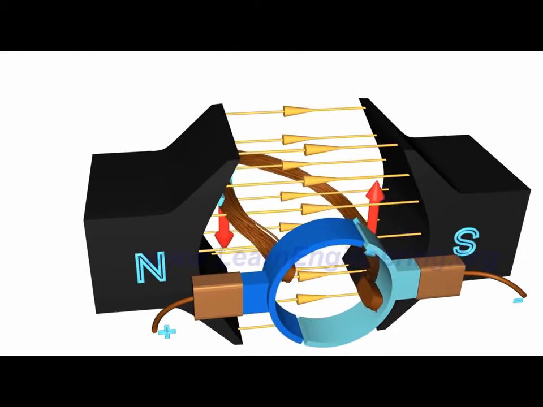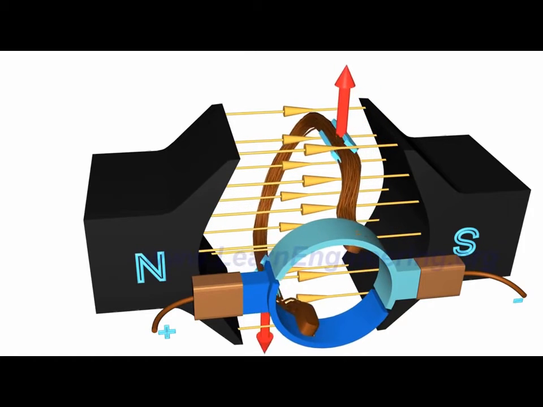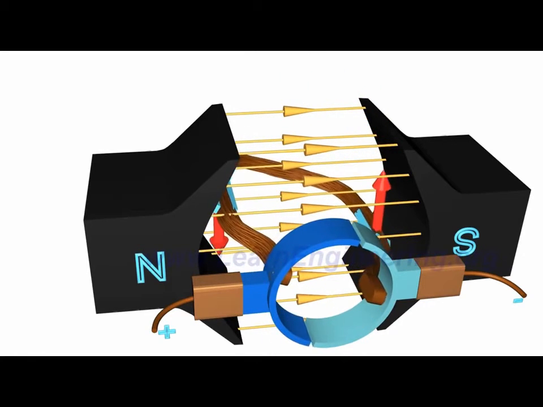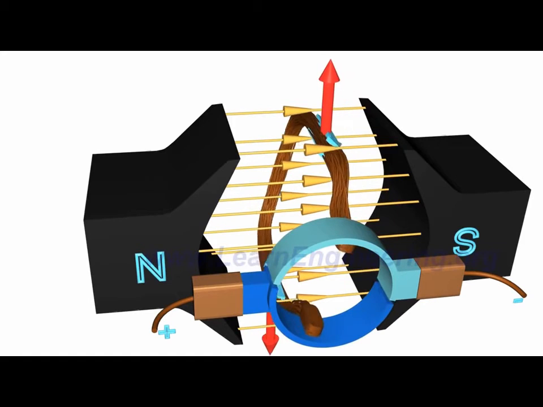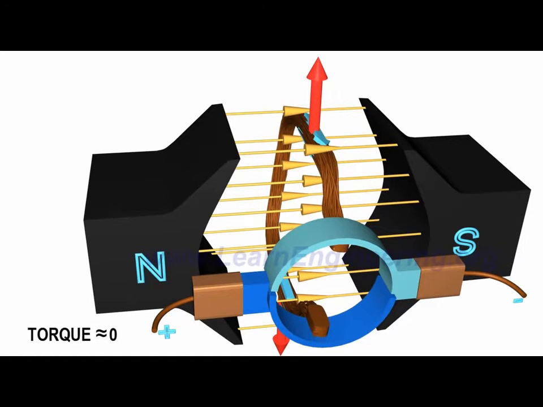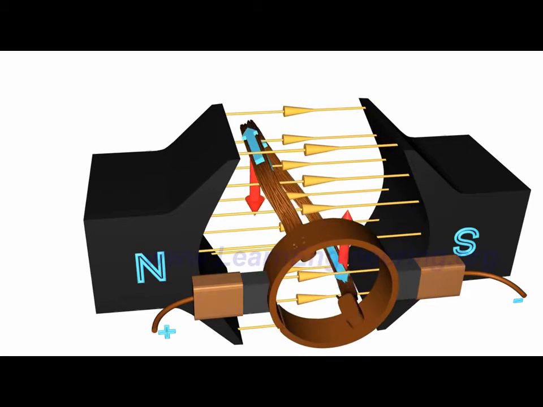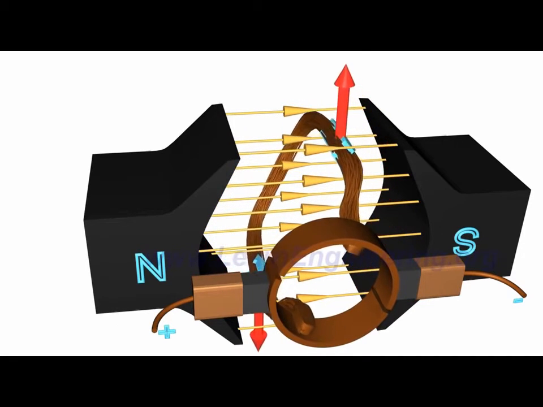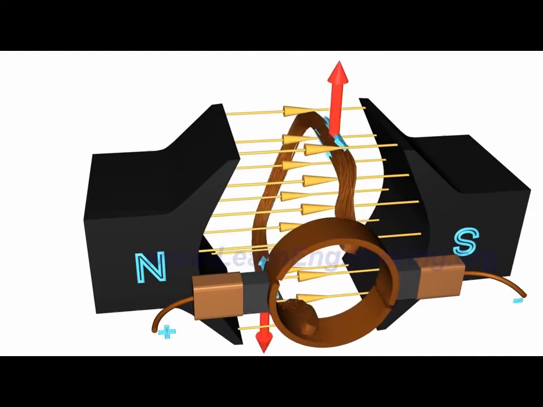But, if you observe the torque action on the coil closely, you will notice that, when the coil is nearly perpendicular to the magnetic flux, the torque action nears zero. As a result, there will be irregular motion of the rotor if you run such a DC motor.